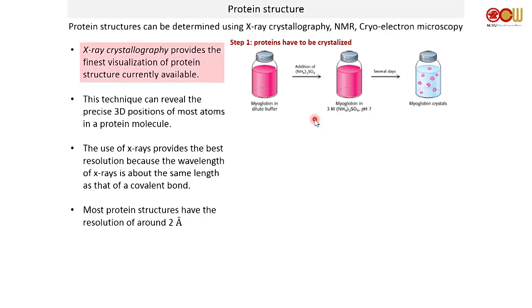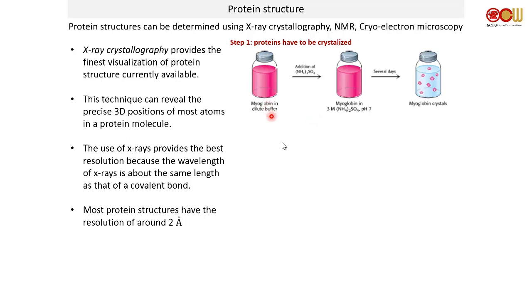Now, X-ray crystallography provides the finest visualization of protein structure currently available. Okay? So it gives you a very good resolution, right? And this technique can reveal the precise three-dimensional position of most atoms in a protein molecule, right? The use of X-rays provides the best resolution because the wavelength of X-rays is about the same length as that of a covalent bond commonly observed in biochemicals.